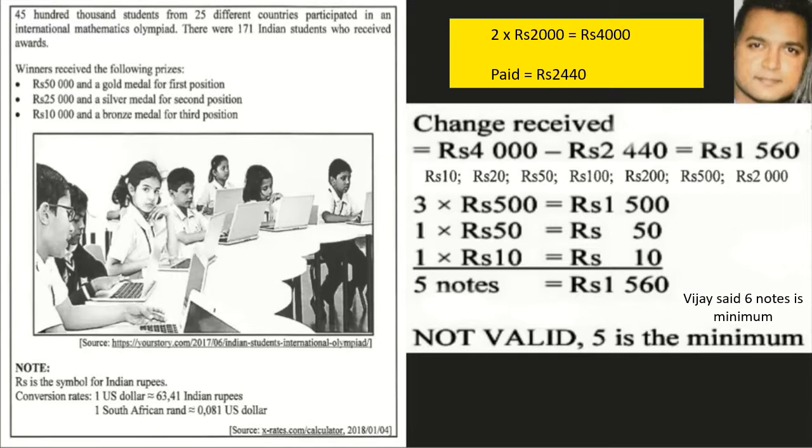So the idea here is to just use the various denominations given to us. As you can see, I've put it there before you, and we choose these denominations in order to arrive at 1,560. So we've taken 500 rupees. We've got 1,500, we've taken 50 and 10, and this gives us 1,560. Adding the amount of notes we've used, we see that it's 5, so therefore it's not valid, and 5 is the minimum.